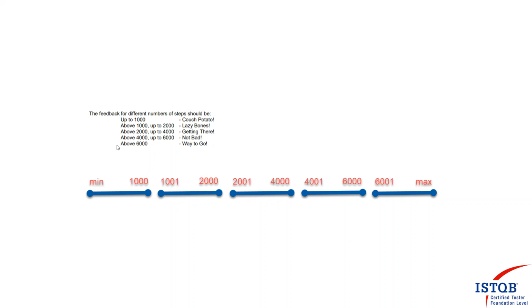Let's check the first partition. Again, the min value is not specified. Because of that I left it as min. And we see that it says up to 1000, because of that we can't be sure if the 1000 value relates to the first partition or the second partition. But the second partition says above 1000, which can't include the 1000 value. Because of that we know that the 1000 value relates to the first equivalence partition.